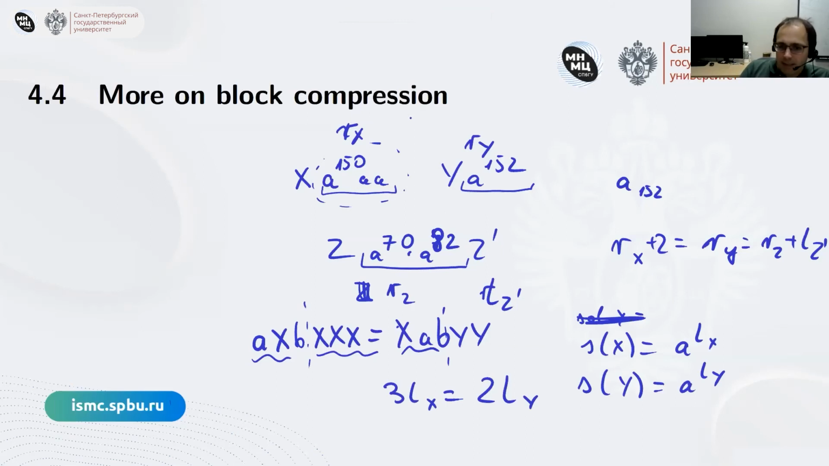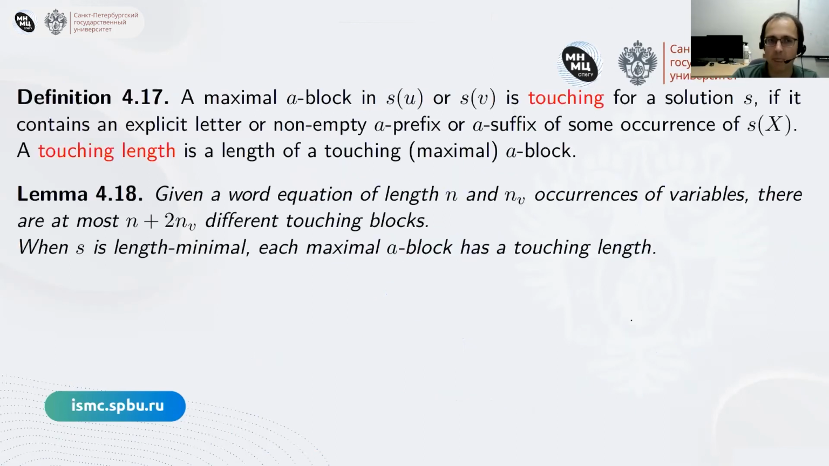So let's try to forget all those actual numbers and focus just on the lengths, how they are defined, and what can be said about them. We can only say something about the blocks which are either visible or almost visible because they are at the end of the variable. So I will say that a block in the solution is touching if either it has an explicit letter, so we can somehow observe it, or it's a prefix or a suffix.